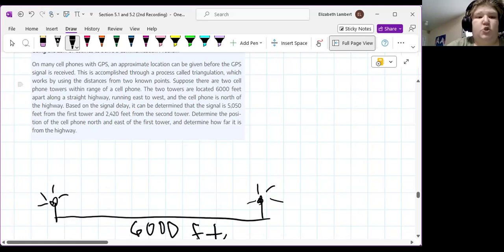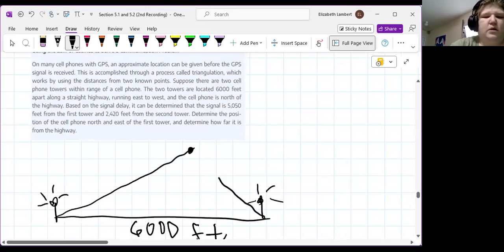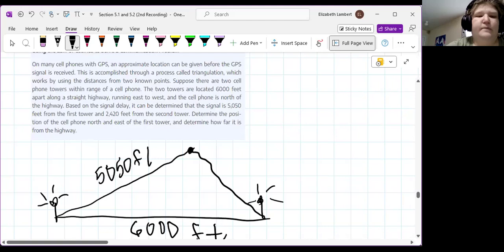And the cell phone is north of the highway, so somewhere out in here. So it is closer to the second tower than the first, whatever, but there's our cell phone. 50 feet here. 20 feet here.